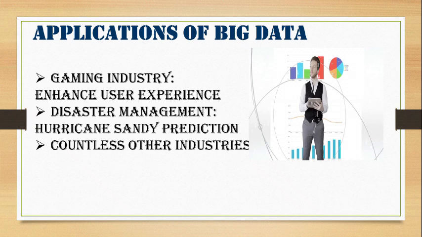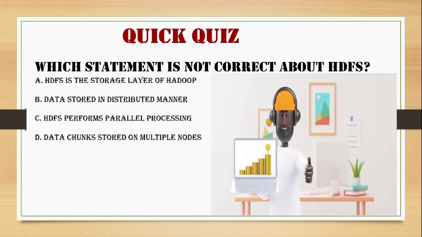Now let me leave you with a quick question. Which of the following statements about the Hadoop Distributed File System is not correct? First, HDFS is the storage layer of Hadoop. Second, data gets stored in a distributed manner. Third, HDFS performs parallel processing of data. And fourth, smaller chunks of data are stored on multiple data nodes. Think carefully and share your answer in the comments below.